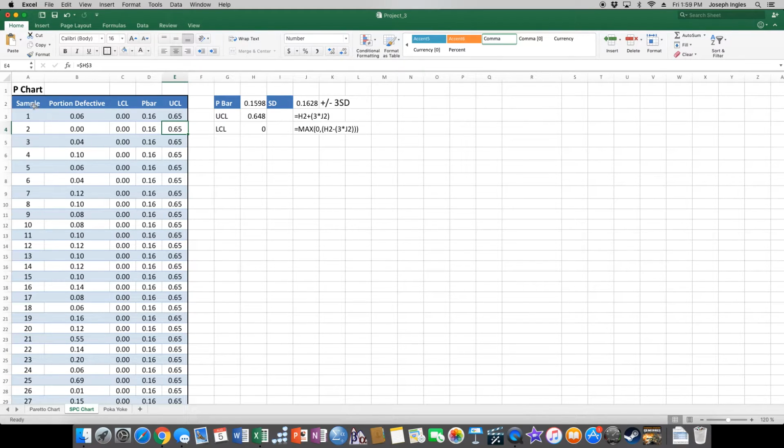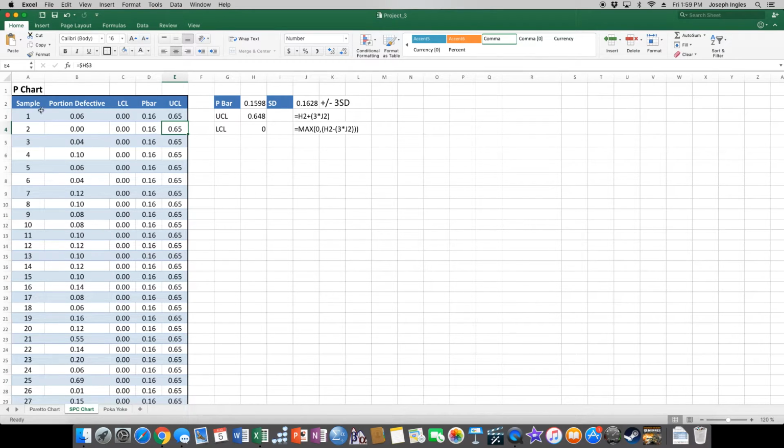All right, so now we have our sample, we have a portion defective, LCL, P-bar, UCL. Go ahead and save your document. Make sure that you don't lose your work. Okay, so the next thing we need to do is go ahead and construct our P chart.